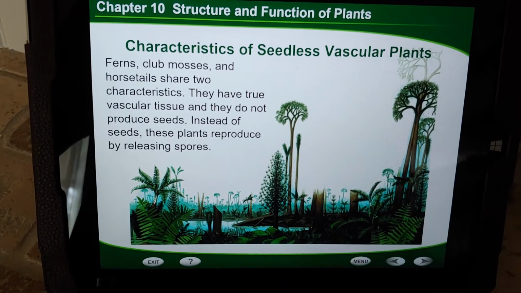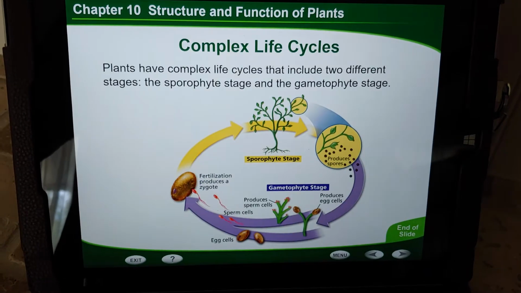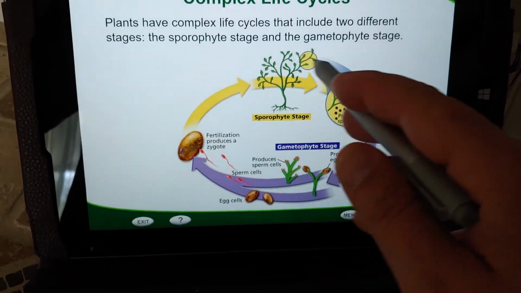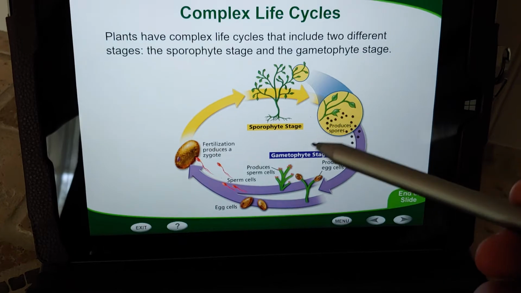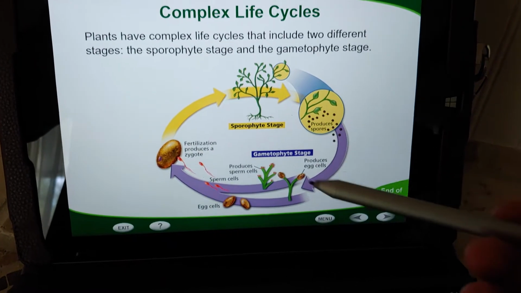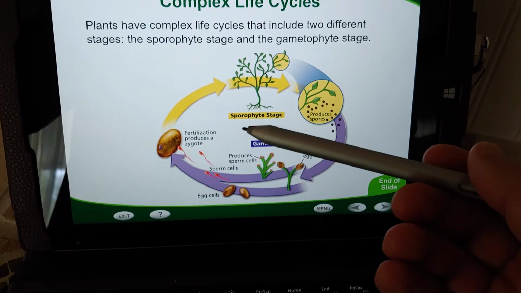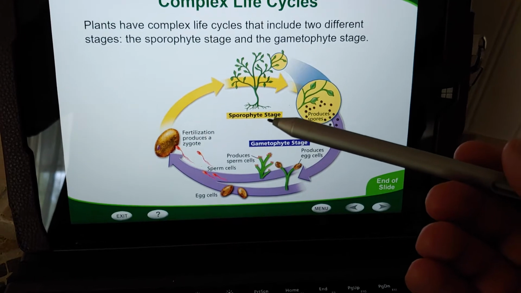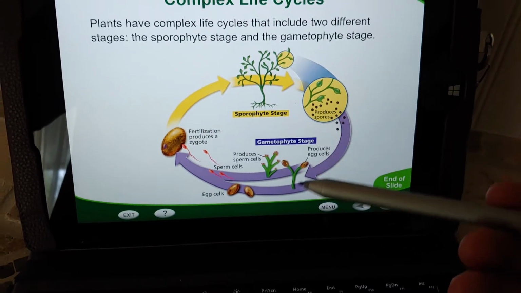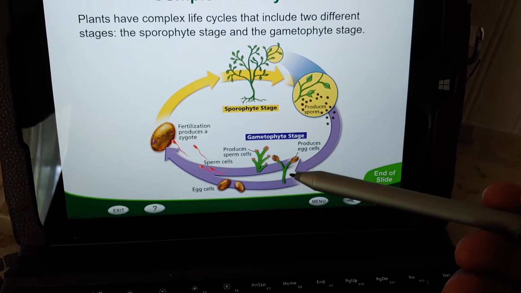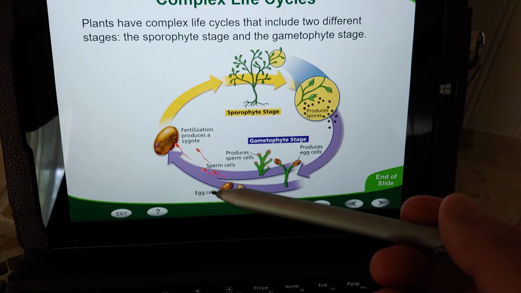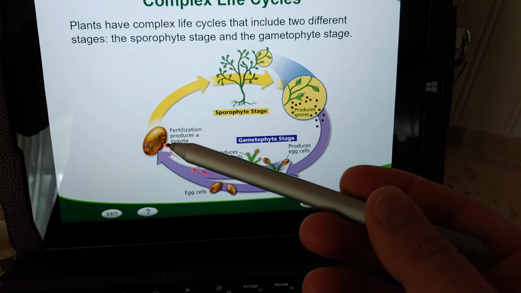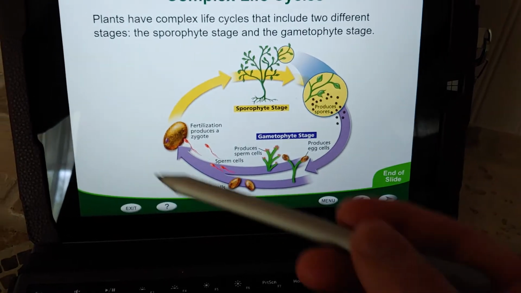Instead, they release spores. And we have to reference this note from last time. Remember the life cycle that we mentioned last time? That this is for plants that don't make seeds. They have 2 stages of their life. It's called the sporophyte stage, where they make spores. And they have the gametophyte, where they make gametes, which could be eggs or sperm cells. And they produce a zygote, and that will grow to be a new plant, and the cycle keeps going.